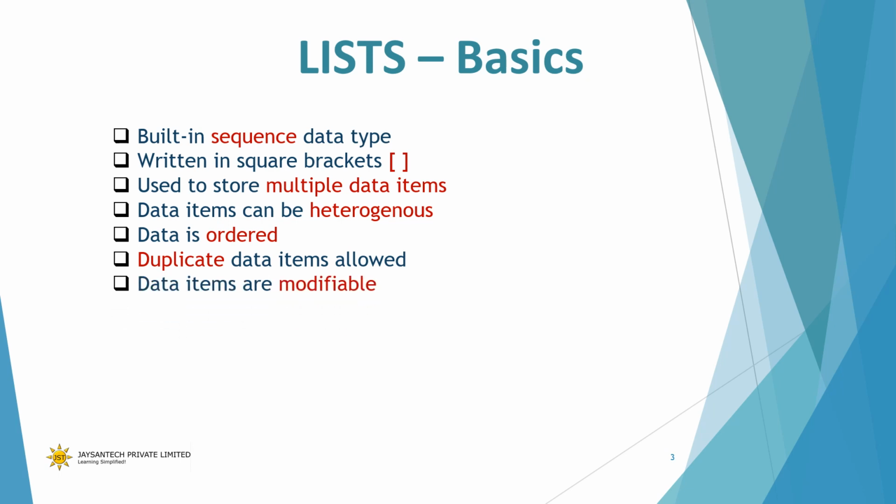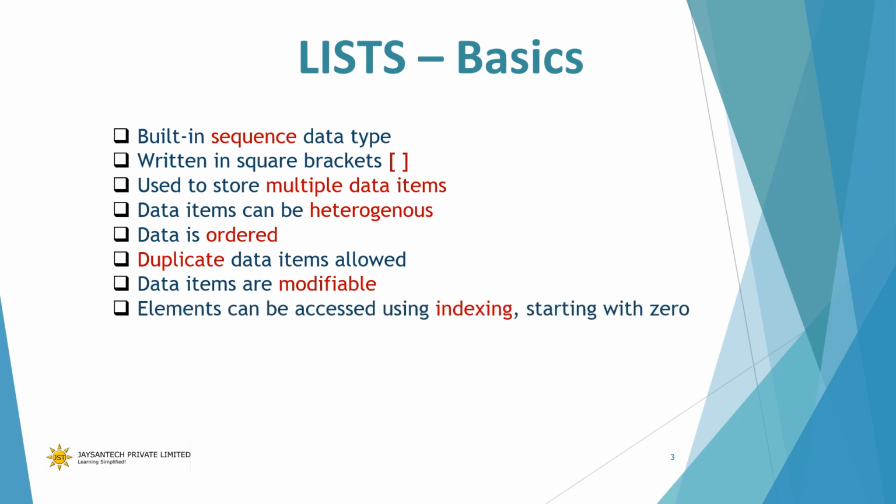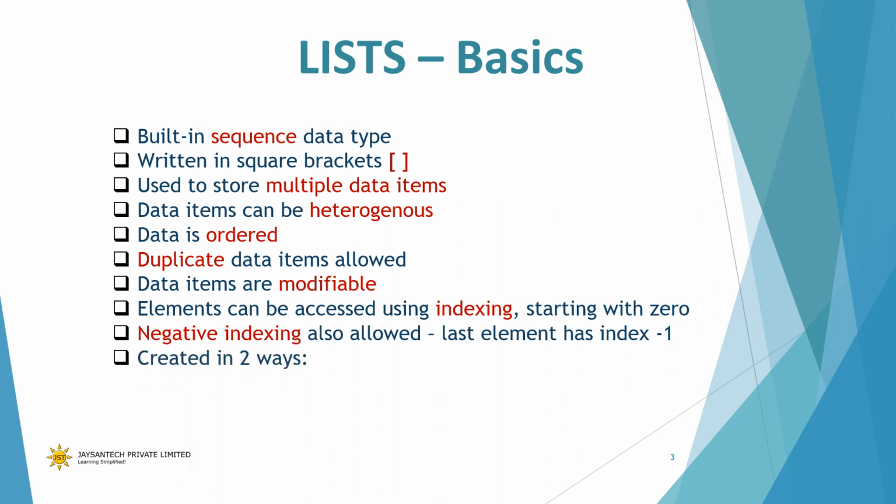Data items are modifiable. That is, you can modify any data item inside a list. You can modify its value. Next, elements can be accessed using indexing, and the index starts with 0. So for example, if a list is called my list, my list square bracket of 0 will give you the first element. Negative indexing is also allowed, and here the last element will have an index of -1. So the first element's index will be minus the length of the list.